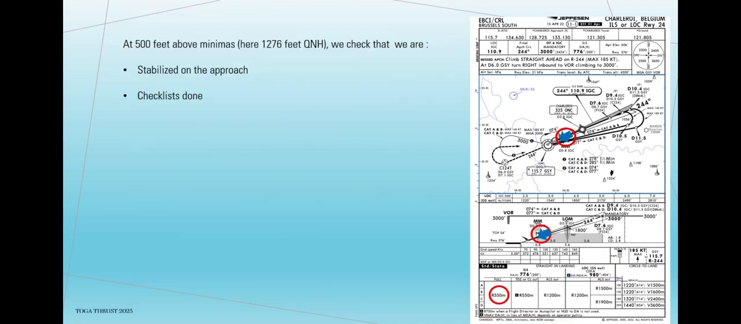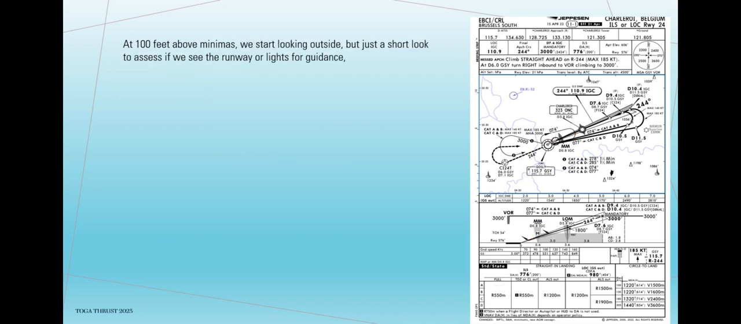At 500 feet above minimas, here 1,276 feet QNH, we check that we are stabilized on the approach. Checklist done. Next will be 100 above minimas. At 100 feet above minimas, we start looking outside, but just a short look to assess if we see the runway or lights for guidance.